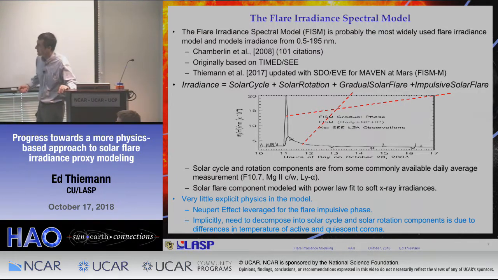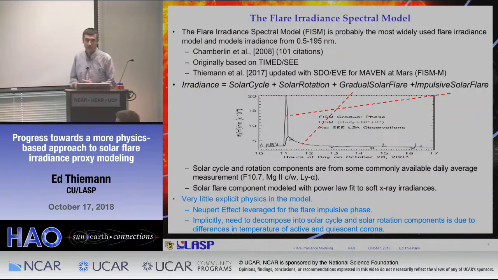There's very little explicit physics in the model. We do leverage the Neupert effect for the impulsive phase, but implicitly, the fact that we need to decompose the solar variability into a solar cycle and a solar rotation component is due to physics of what's going on in the sun, namely that the quiescent and active region coronal plasmas, or solar plasmas, are going to be forming at different temperatures.